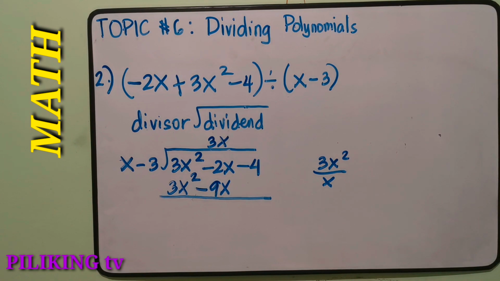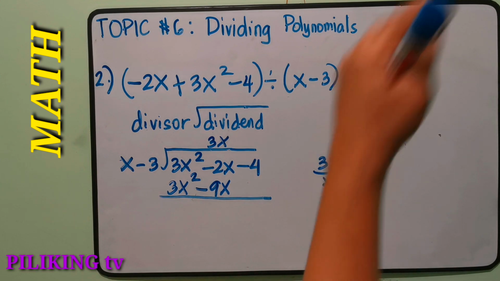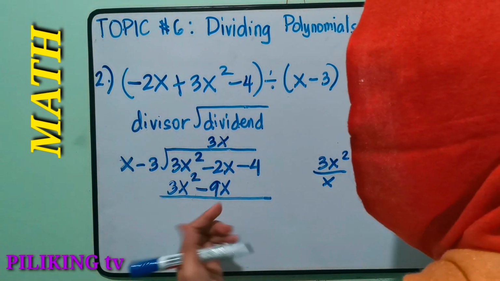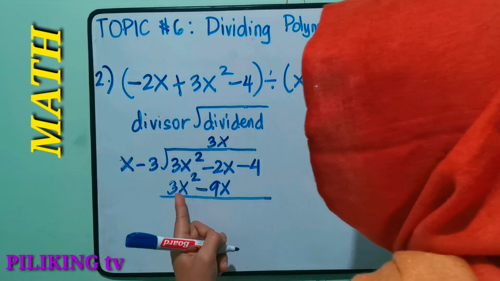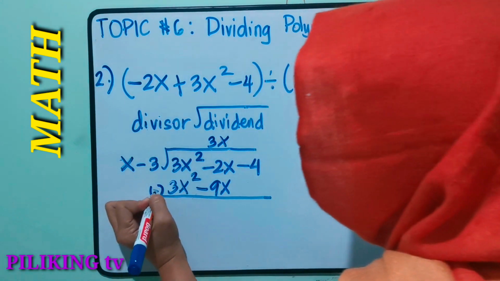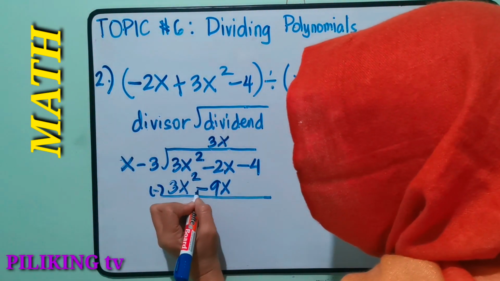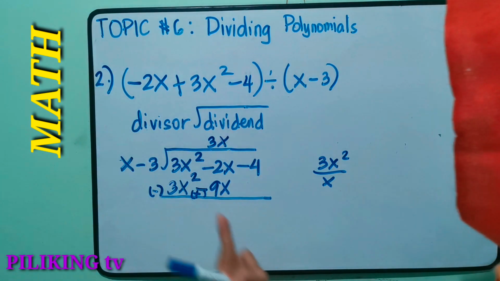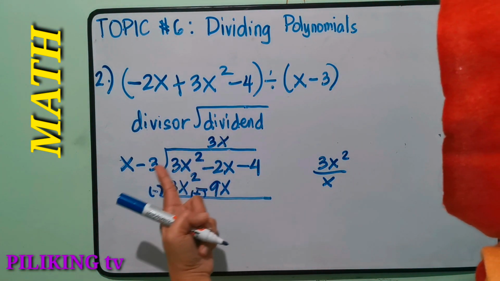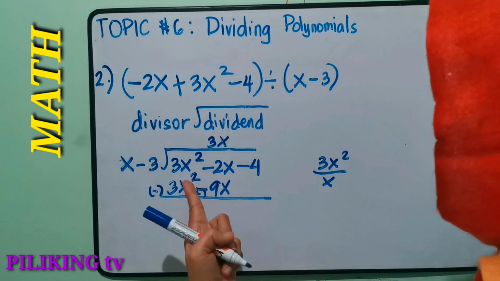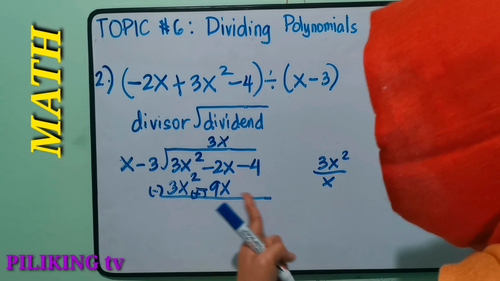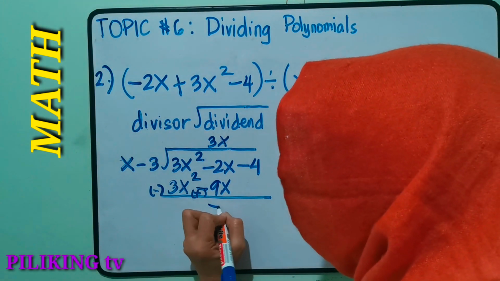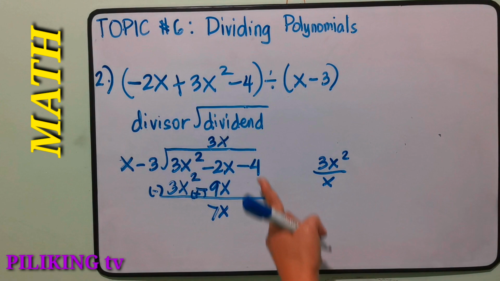Okay, then next we have step 4, subtract the product in step 3 from the dividend. So how do you subtract now? Change the sign of the subtrahend. This is your subtrahend, and proceed to addition. So positive 3x squared becomes negative, and negative 9x becomes positive 9x. Since 3x squared plus negative 3x squared becomes 0. Then we have negative 2x plus 9x, so therefore we have 7x. Then you bring down negative 4.